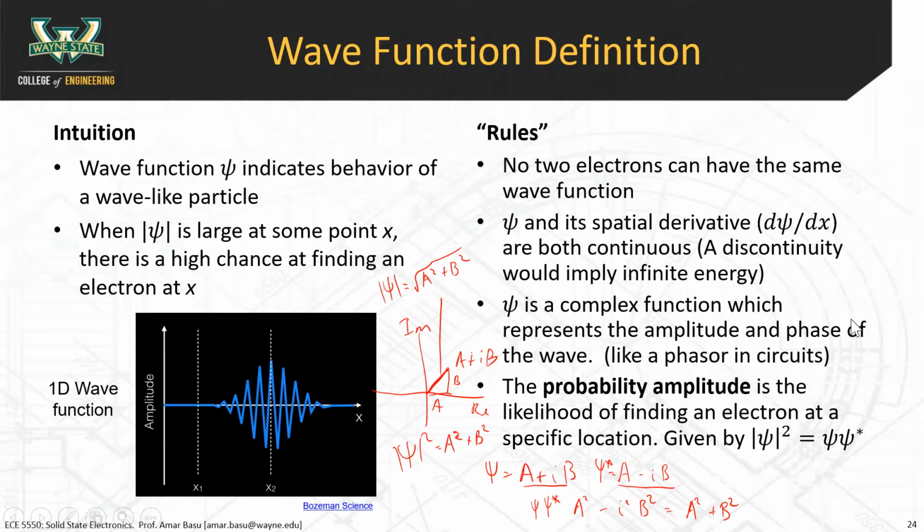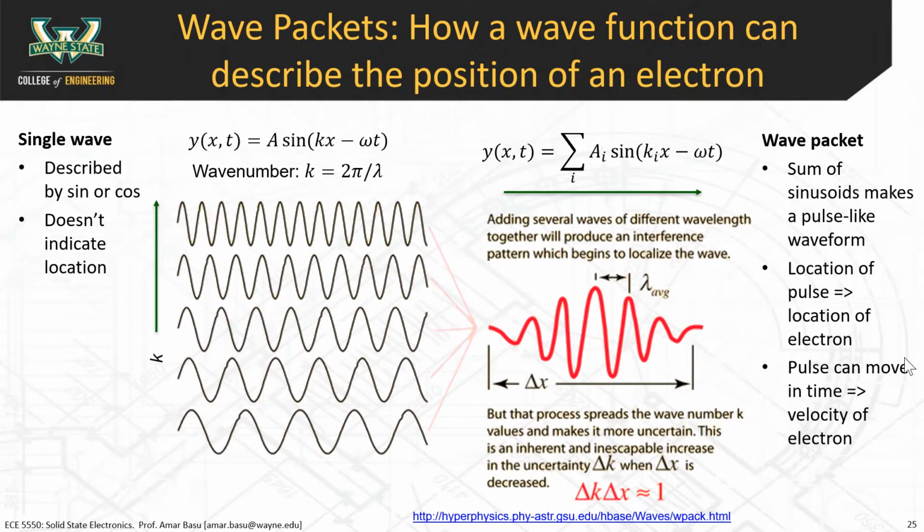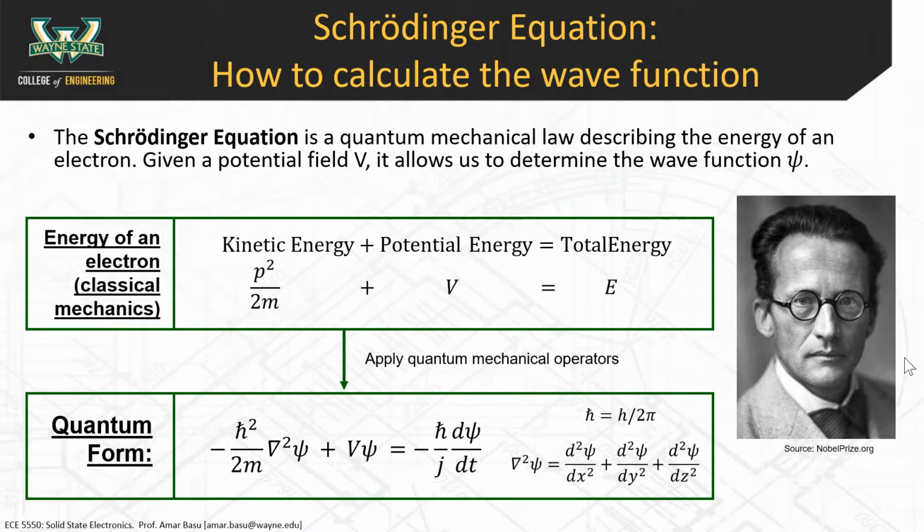All right, there's this rule too: psi and its spatial derivative are both continuous. That's going to become important in some of the problems that we do today. I won't get into wave packets again this time because we spent a lot of time talking about it last time. Okay, so getting to the Schrodinger equation.